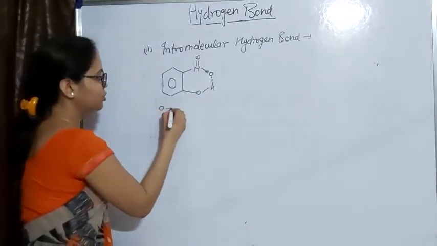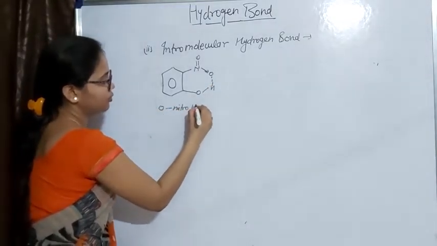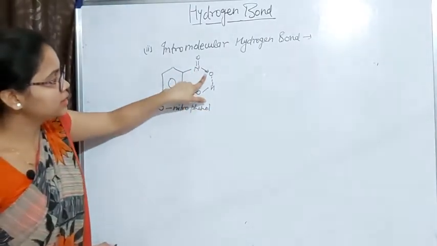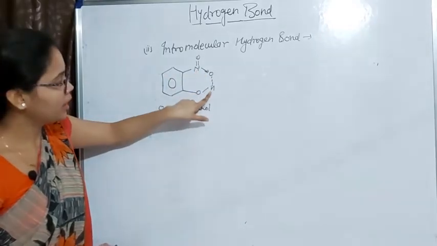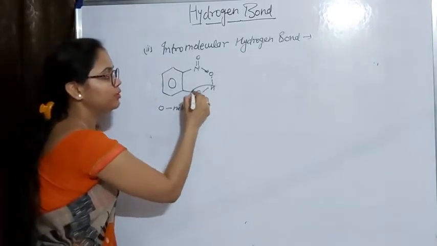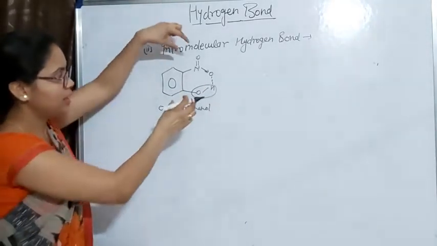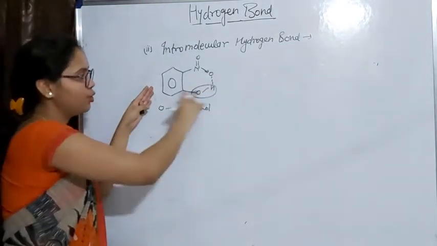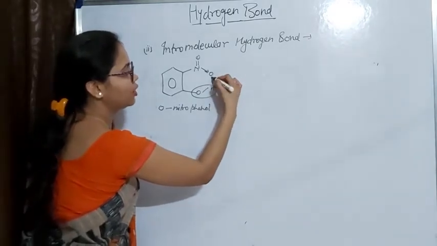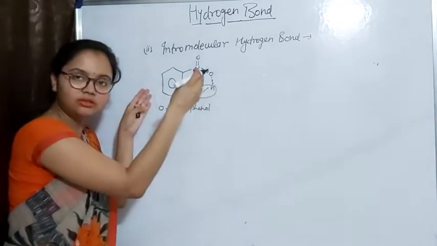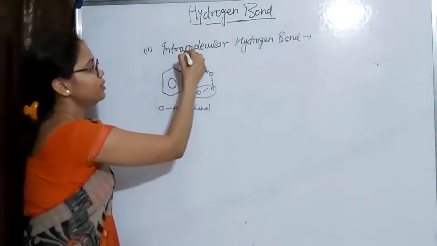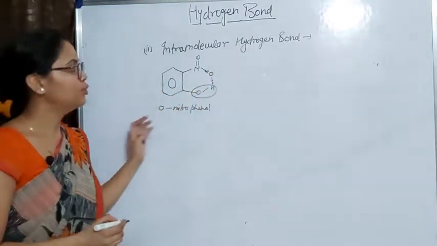This is orthonitrophenol. In this compound you can see the oxygen of the NO2 group, and here the hydrogen of which functional group? The alcohol functional group, which are present in the same molecule. As a whole, this molecule is orthonitrophenol. So a hydrogen bond is forming between the oxygen and hydrogen here, which are present in the same molecule. This type of hydrogen bond is known as an intramolecular hydrogen bond.